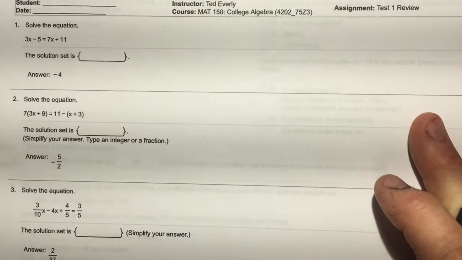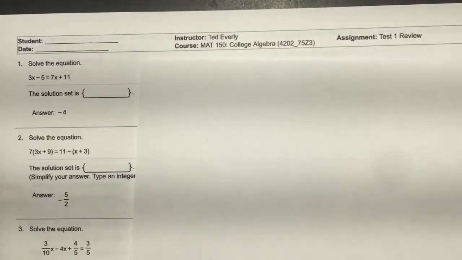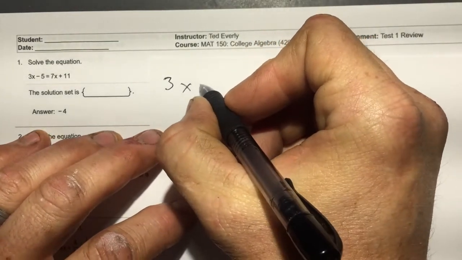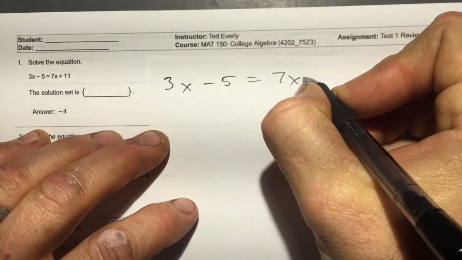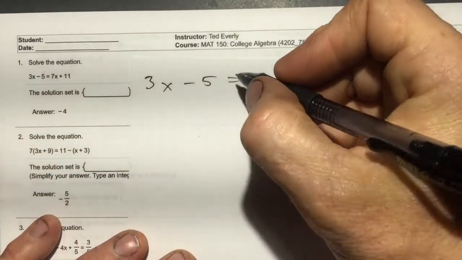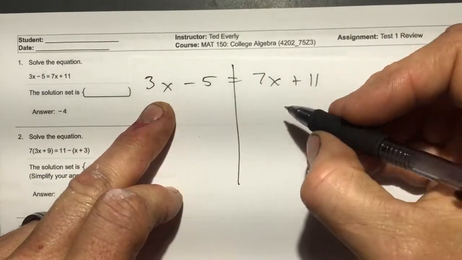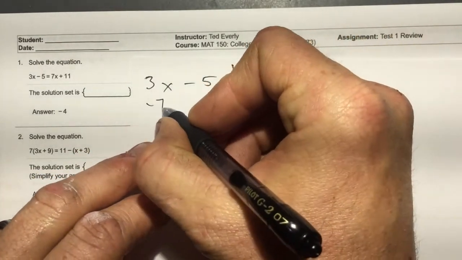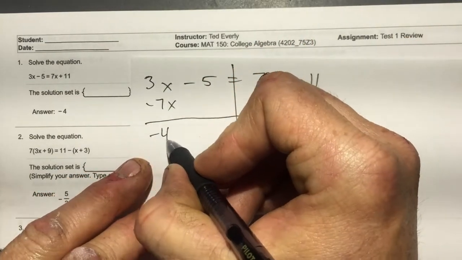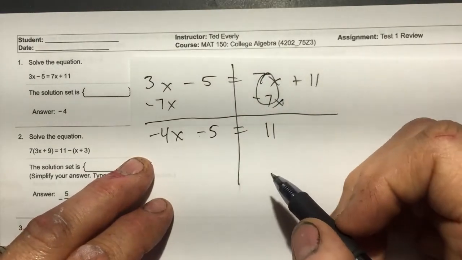So let's start off the first one here, just a basic equation. Okay, we've got 3x minus 5 equals 7x plus 11. Okay, so here's my equals right there. I've got my variable on both sides, and I've got to get my variable to one side, so I'm going to have to minus 7x. All right, that's going to go away over here and over here. Now that's giving me a negative 4x minus 5 equals 11 over there.